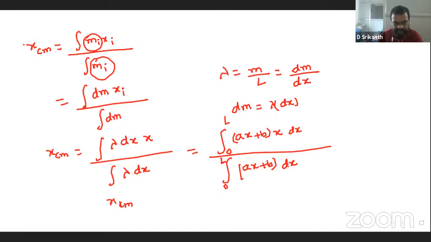So it is xcm, that is position of center of mass along x-axis. Position of center of mass along x-axis. Okay, fine. So integral ax square plus bx whole times dx.